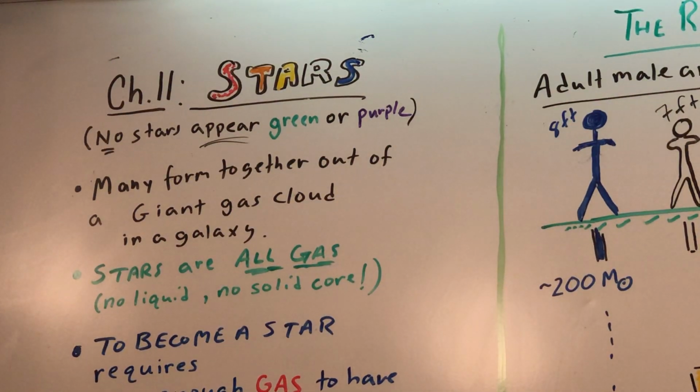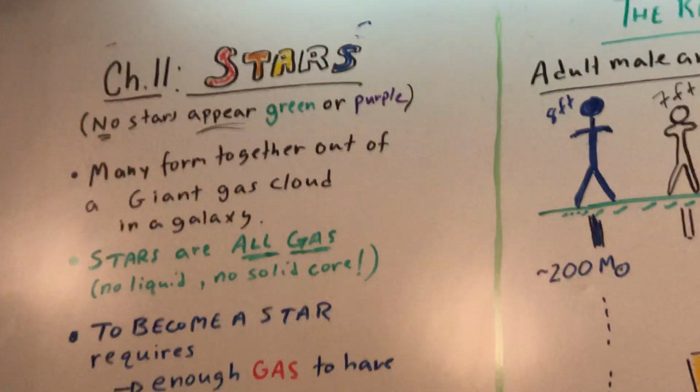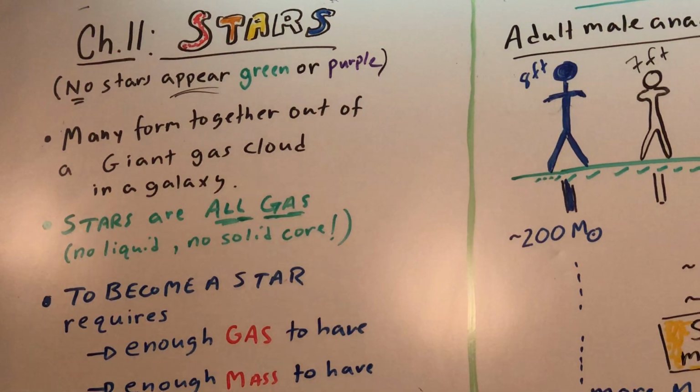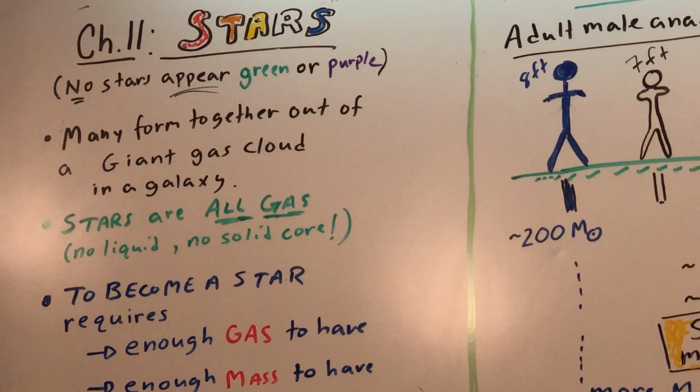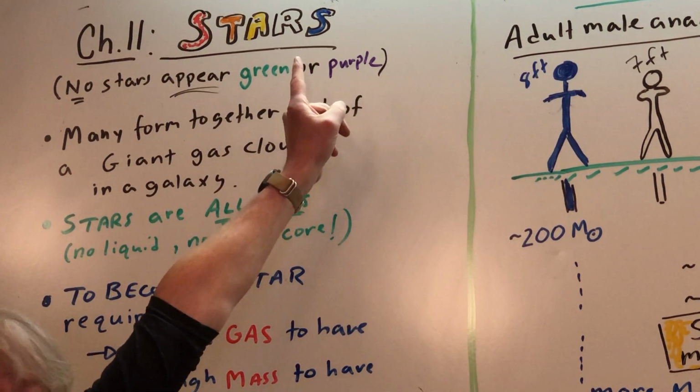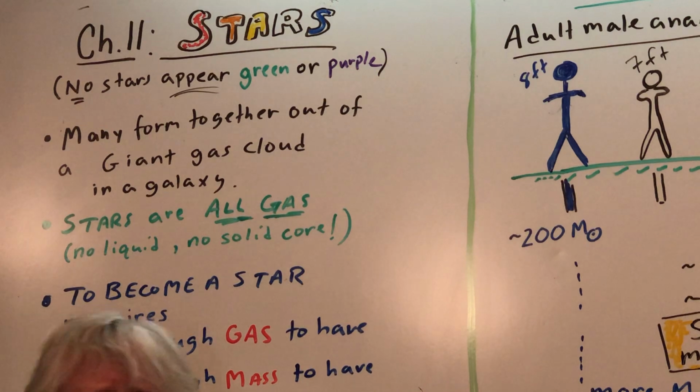So stars, a few things to know about stars to get us going. No stars appear green or purple. Why? They appear reddish or orange or red-orange, yellow, white, blue, but they don't appear green or purple.